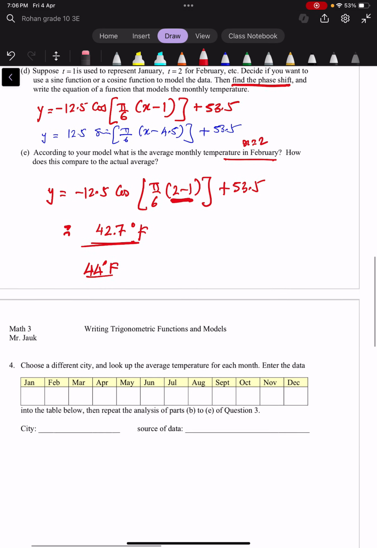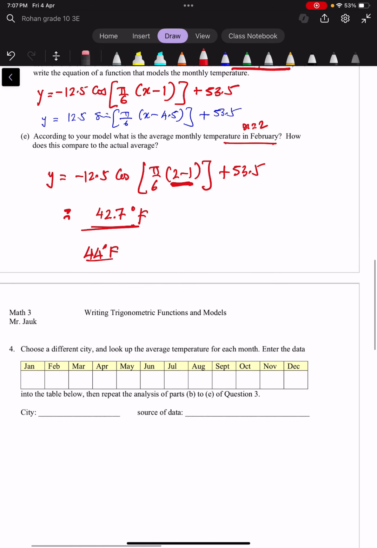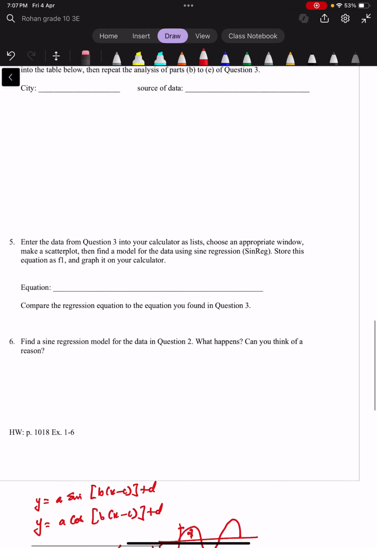Choose a different city and look up the average temperature of each month. This is more practice, fun practice. Then sine regression, that we'll do tomorrow.